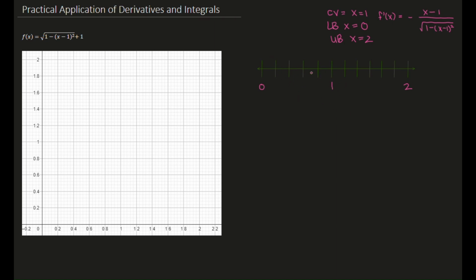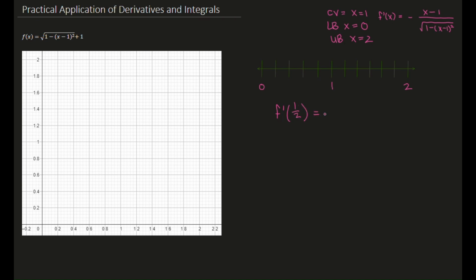This allows me to test only two numbers to figure out how it's going to behave. So what I do is I use the derivative again to figure out, is my function going to be increasing or decreasing between 0 and 1. So I just pick any number between 0 and 1. To make it simple, let's pick 1/2.